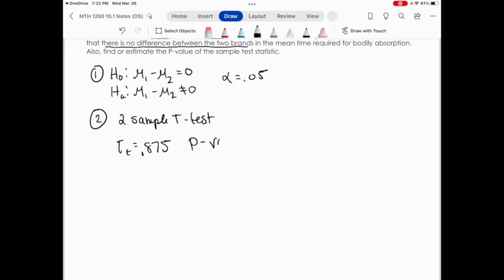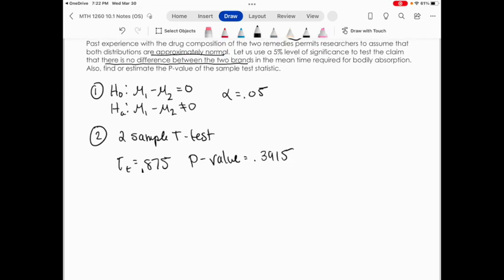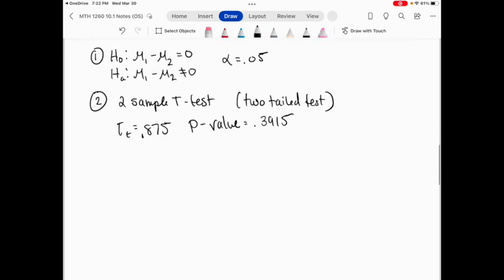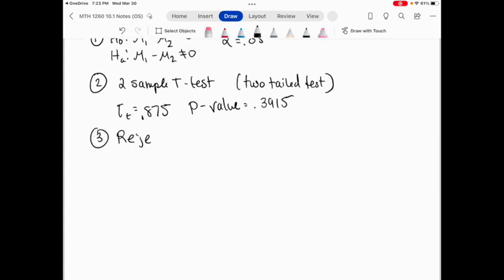And then I'm going to find, after I put in all of my information, that the test statistic is 0.875 and the p-value is 0.3915. Now, in order to put all that information in, we also need to know that because we're looking for any difference at all, this is a two-tailed test. Okay, so all of that information we get from our calculator, unless you want to try doing it by hand.